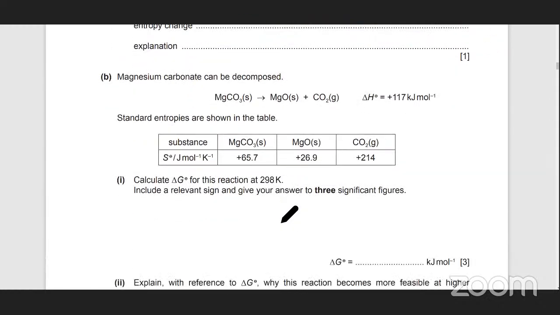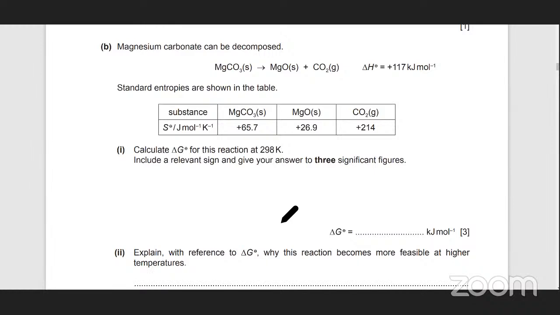Okay, next one. You're given to calculate delta G. So it is asking you to calculate delta G, which is the Gibbs free energy. What's the formula for calculating delta G? Delta G is equal to delta H minus T delta S. That's the formula.